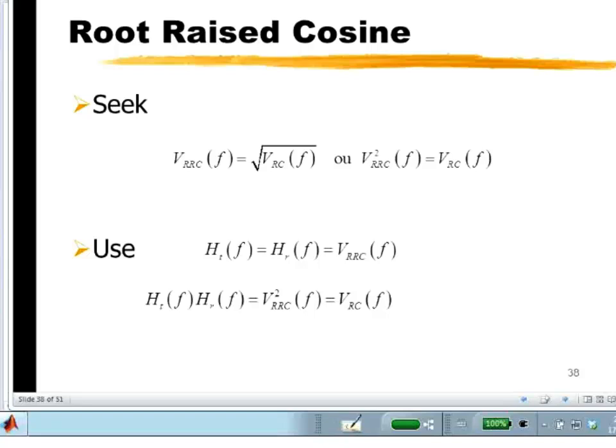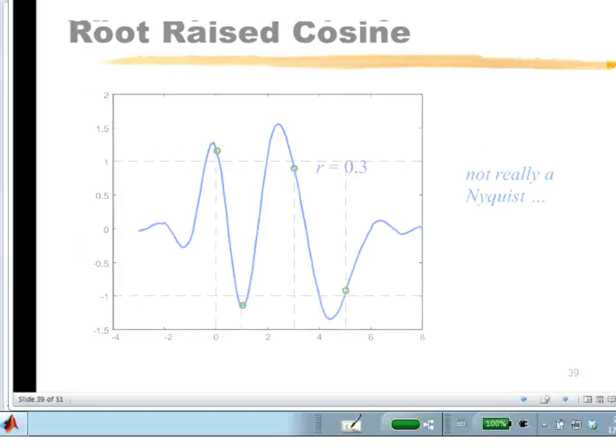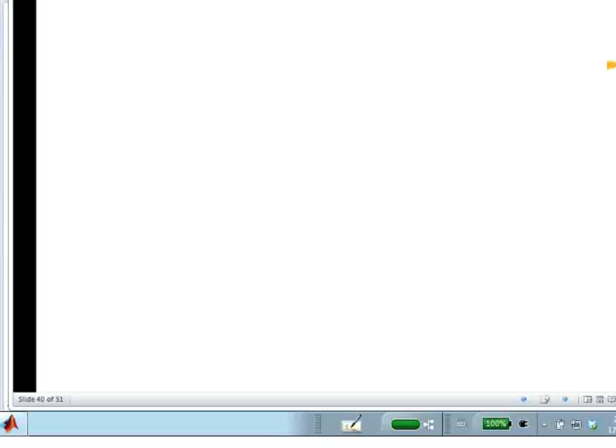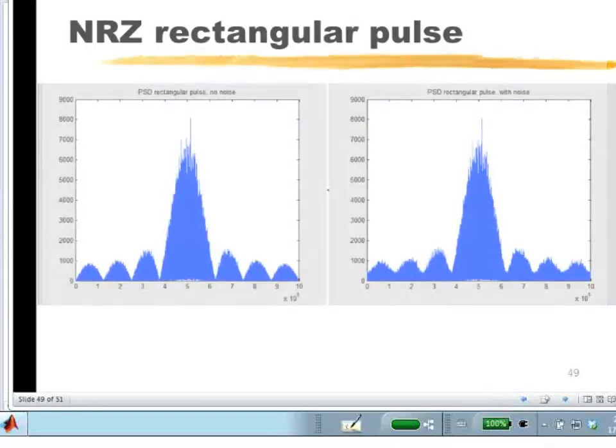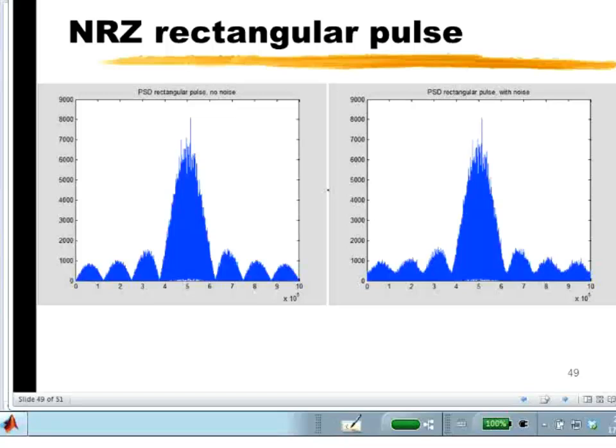In order to have the good effects, for instance, robustness to timing and other effects, we would use RRC instead of an RC filter. So it's not really Nyquist, but it's pretty close anyway, and has the effects we're looking for. Okay, just finish up this part of the discussion with the illustration about an NRZ rectangular pulse.